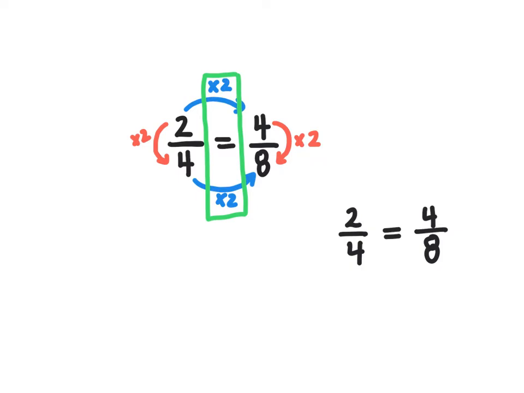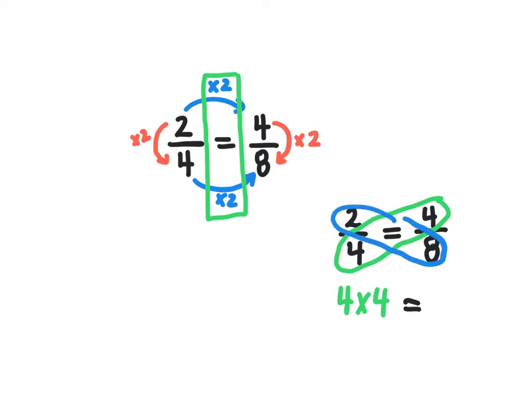A third property of equivalent fractions is that if we look along the diagonals, those also will be equal. So in this case, 4 times 4 will be equivalent to 2 times 8. In both of those cases, you're going to see that you would have 16. This is an important property to understand as we cross multiply because it's what makes it work.